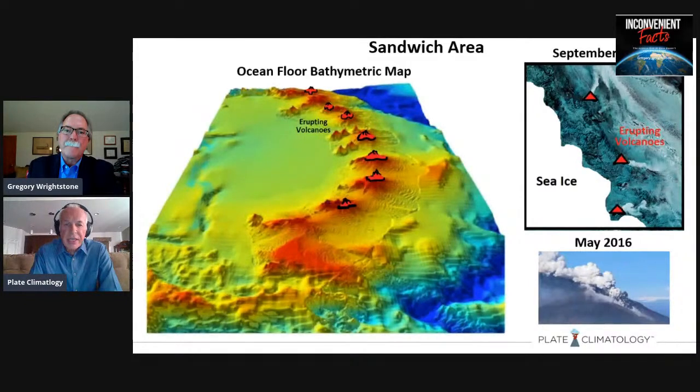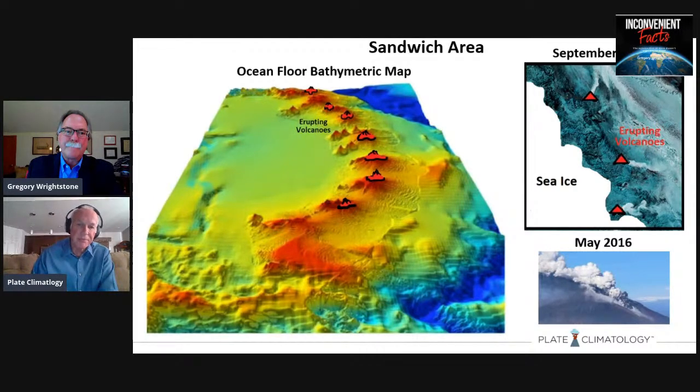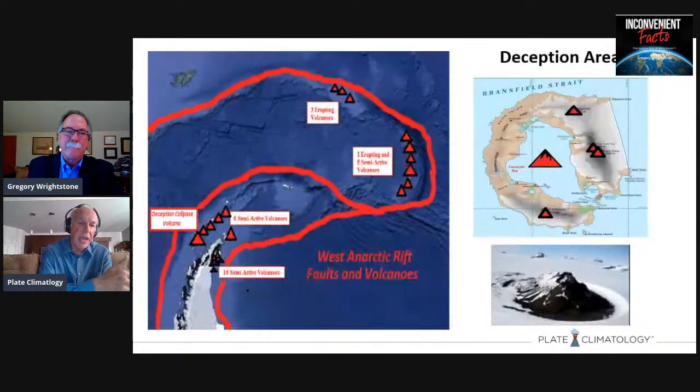On the lower slide, May 2016, is another one of these islands that erupted. It sent out huge amounts of ash and heat into the area. And according to environmentalists, it threatened the life of 1 million penguins. That didn't happen. They adjusted. So this area is very active.